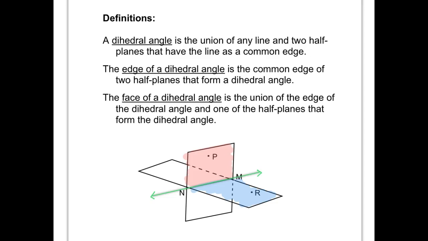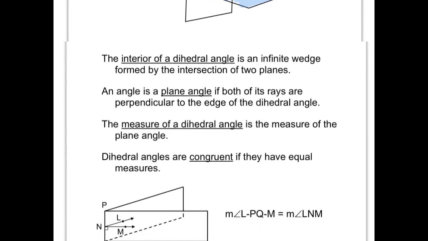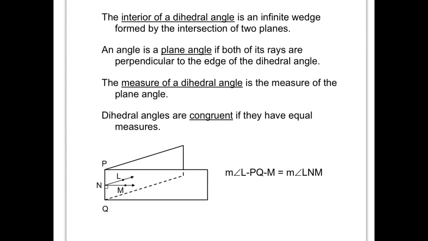And the face of a dihedral angle is the union of, so let's say, this half plane together with the edge. That would be considered the face of a dihedral angle. The interior of a dihedral angle is the infinite wedge formed by the intersection of the two planes. So that would be this area in here.